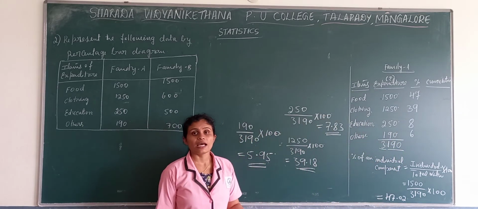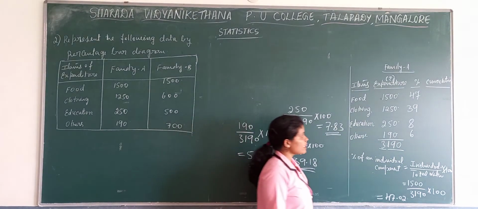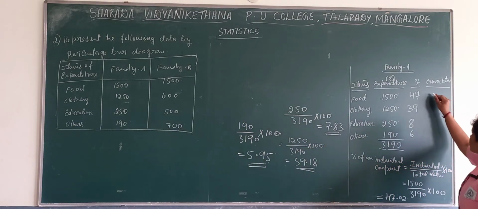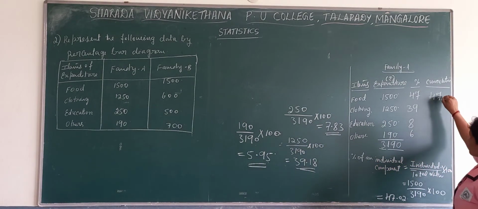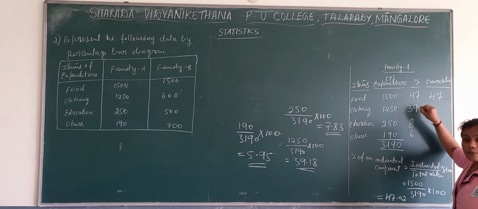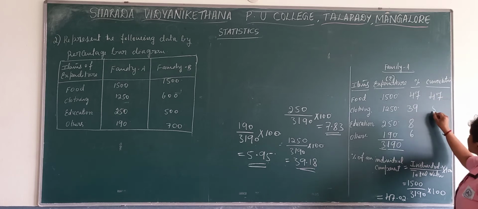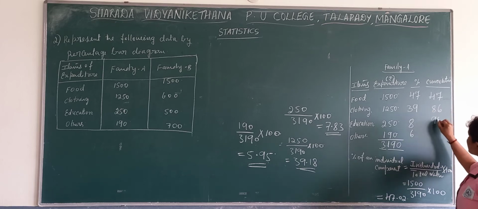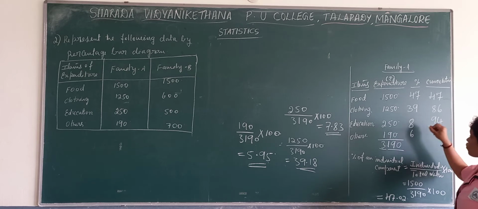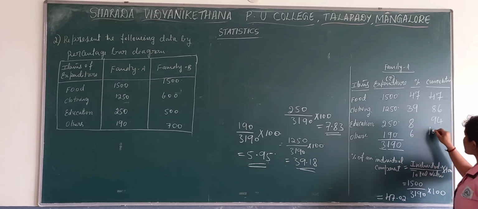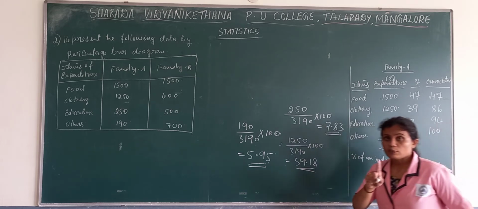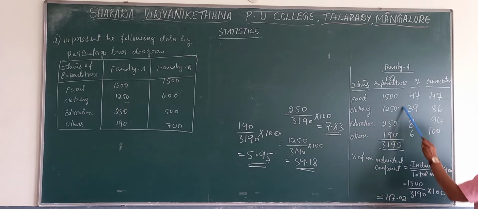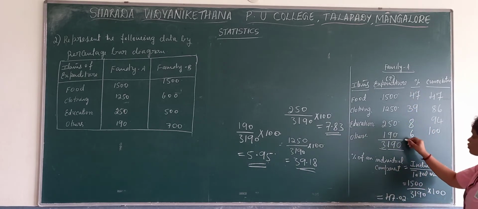We have got there. Now we have to make the cumulative one. Let's go on adding the value. 47, first one. 47 plus 39, we get there 86. 86 plus 8, 94. 94 plus 6, 100. Now after making percentage, we have to total.